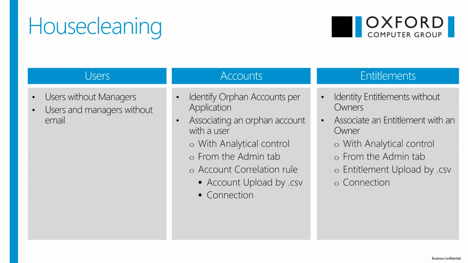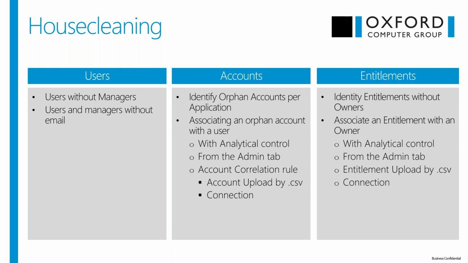So there's different ways that you can associate orphan accounts to users. The one way is an analytic control, which we'll show. The other way is from the admin tab, which is more of a manual process. I can manually find that account in the Saviynt console and I can link it to a user. Saviynt has the concept of correlation rules. I can create a rule that says this account's account name matches the user's username in Saviynt's system, which is usually where you put an account name or any other custom attribute you want to use. So it's going to correlate that.